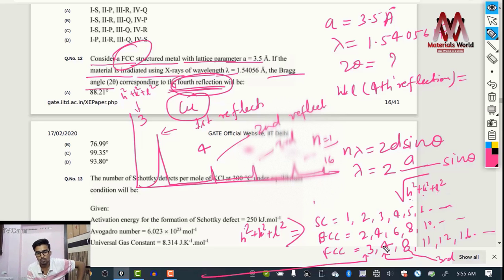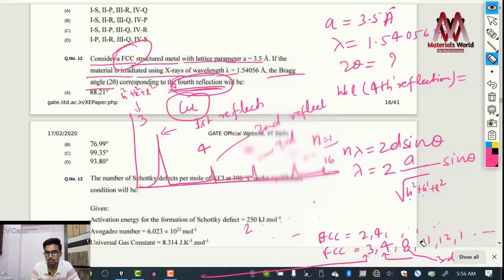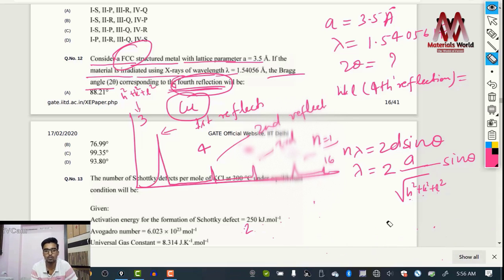So how can you remember it? I have one trick. For simple cubic it is 1, 2, 3, 4, 5. For BCC it is 2, 4, 6, 8, 10. For FCC, how can you remember or memorize it? 3, 4, 8, 11, 12, 16.